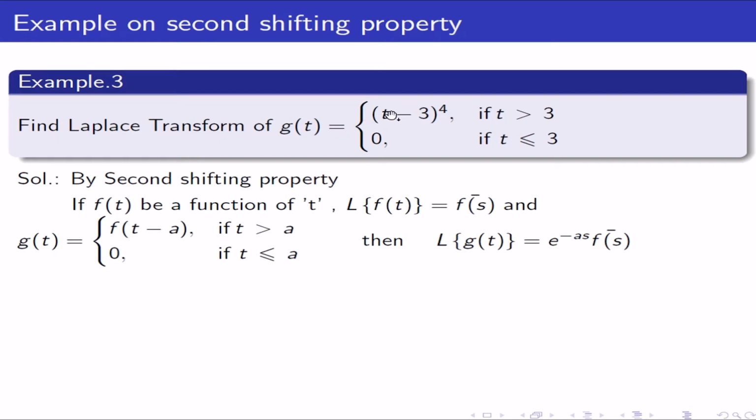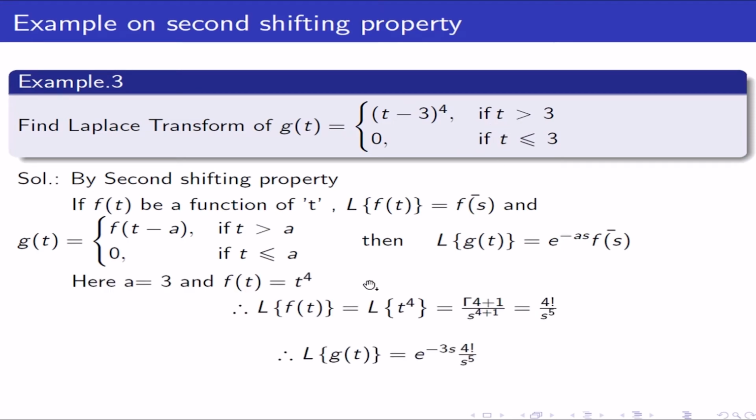Now consider the function g of t equal to t minus 3 raised to 4 if t is greater than 3, and 0 if t is less than or equal to 3. Here, if you observe, g of t has a point of discontinuity at 3. So here you can take f of t equal to t to the power 4 and a equal to 3.